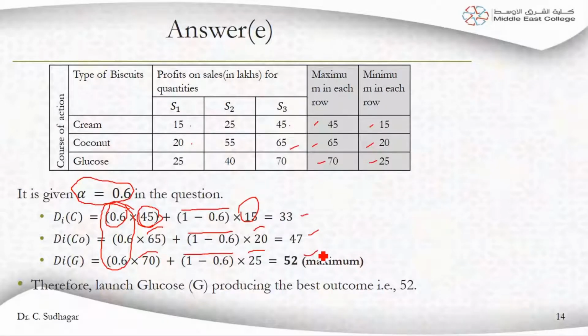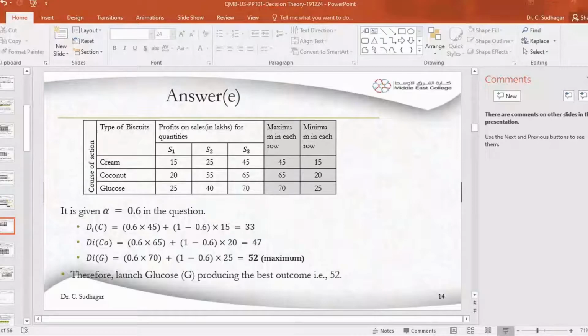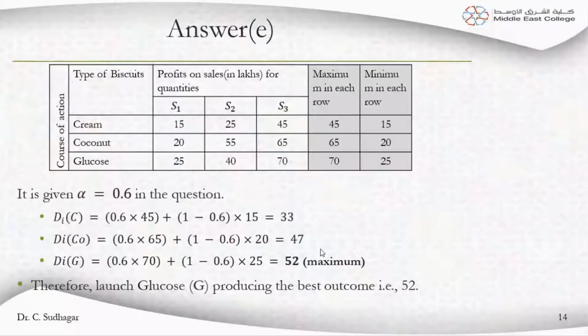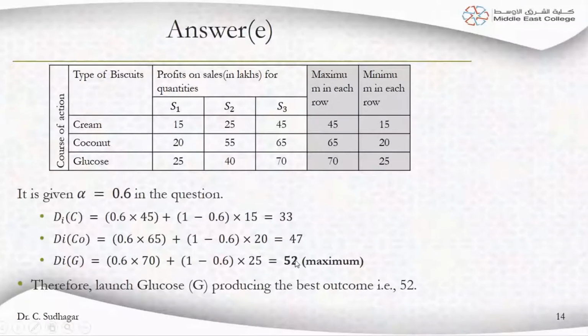After getting this, you again have to make the decision with a max. 52 is the maximum, and it is coming for the third one. What is the third one? It is for the glucose. So according to the expert's criterion also, we should launch the glucose biscuits. That is the decision based on this expert's criterion.